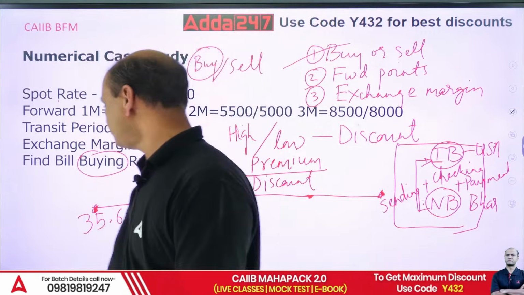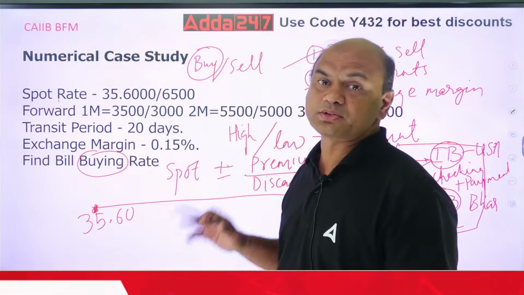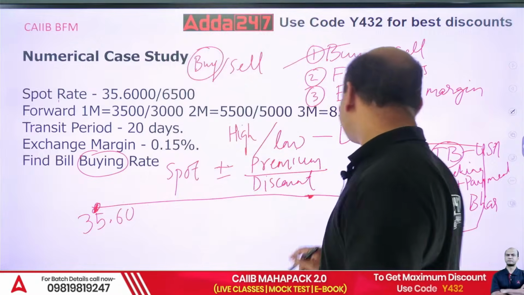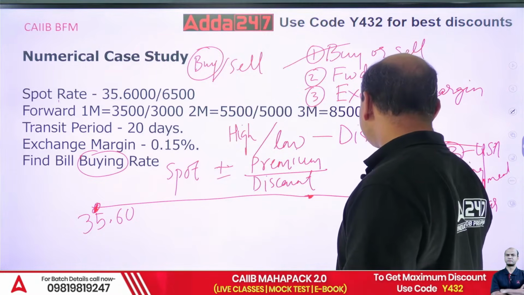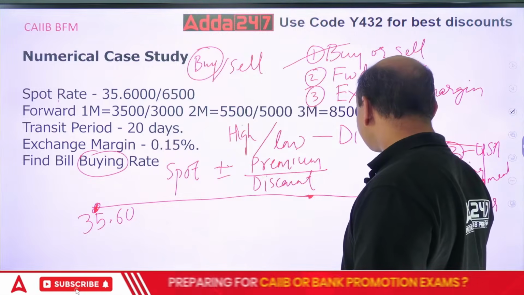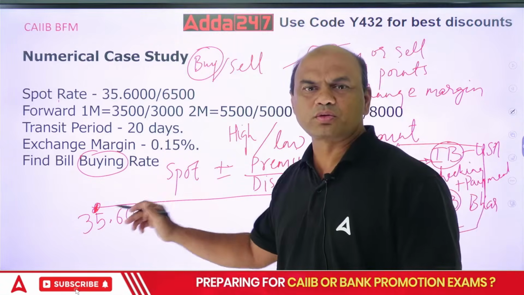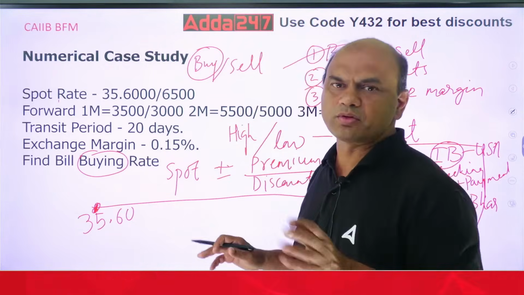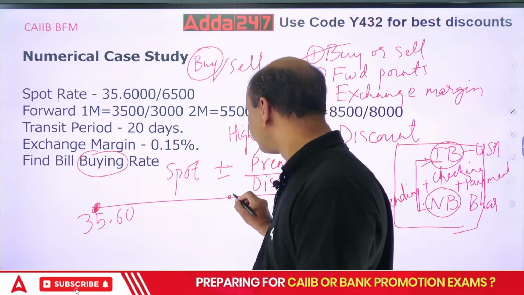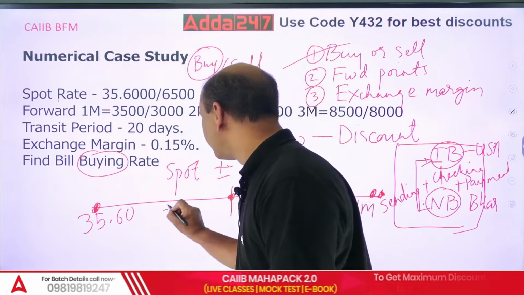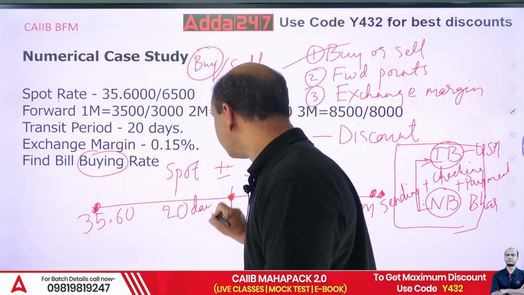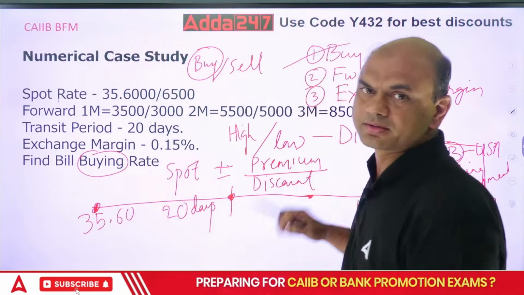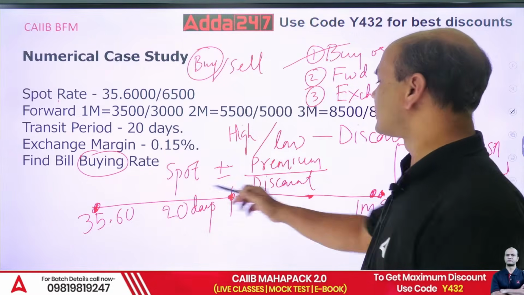So now, what do you do over here? The transit period given is 20 days. So 20 days from today. So this 20 days will lie between what? See, this is 1 month. Here I'll take 1 month. So 20 days will definitely lie between today and 1 month. 1 month has 30 days. So I'll take it over here. This is my 20 days. So this is in between the spot rate and 1 month.